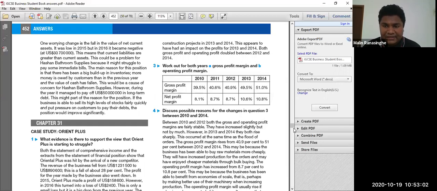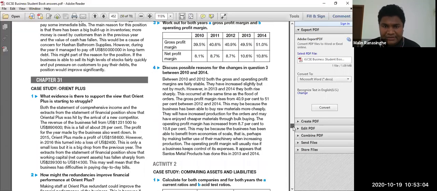So guys, take a photo of this last question. Discuss the reason for these changes. You can see it is an analyze question. We can analyze the possible reasons for these changes. In an examination we can be asked like that.